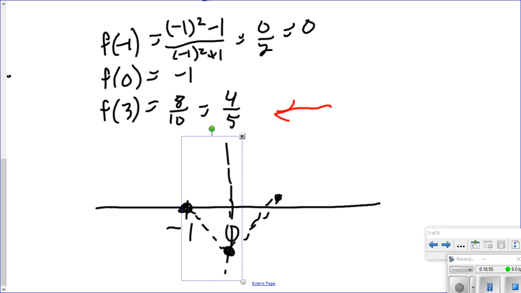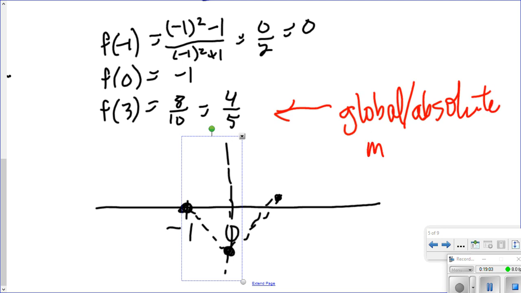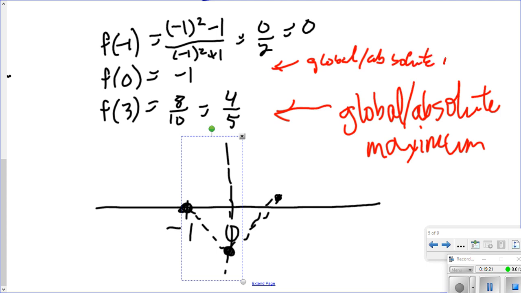This one looks like it's the global, or absolute. I'm going to call them both. You'll see them in the textbook expressed in both ways. And again, they're all called extreme values here. -1 is the global, or absolute, minimum. That's the low point on the entire function. And at 0, that's just a local maximum.